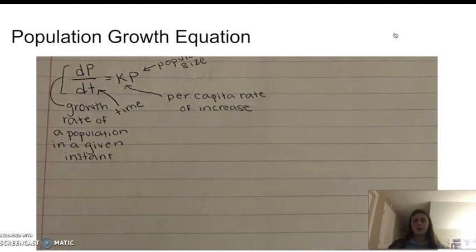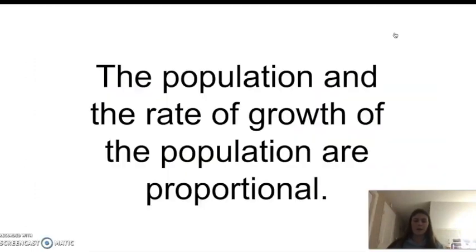So we start off with a differential equation, and that is dP/dt = kP. So dP/dt is the growth rate of a population in a given instant. t is time, k is the per capita rate of increase, and P is population size. So the population and the rate of growth of the population are proportional, and this is something to keep in mind for later. It basically means that as the population grows, so does the rate of its growth because there are more people that are reproducing.